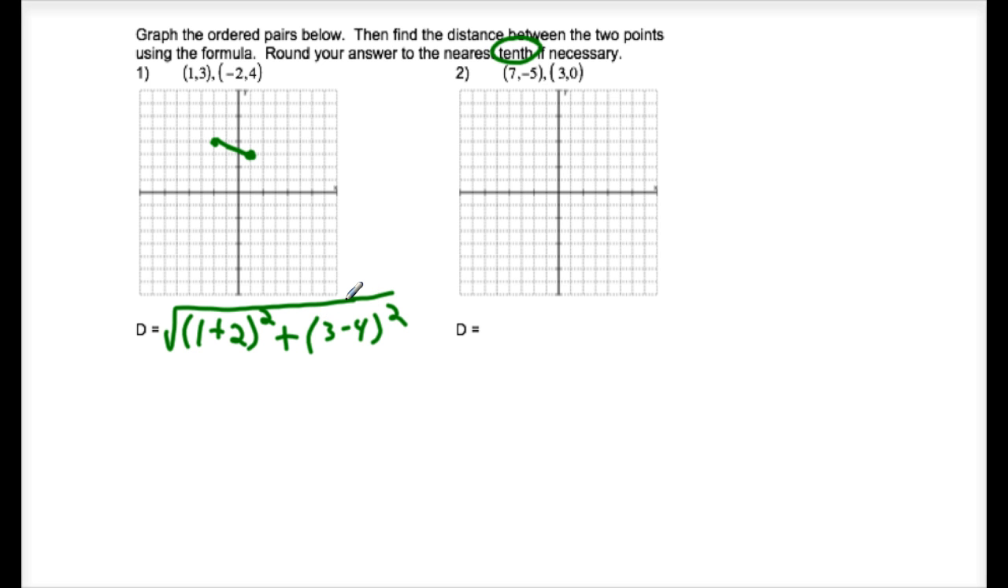Nice job. So, we're going to subtract our x's. The second x is negative, so that's why it's minus a negative, which is the same thing as plus a positive. All right, show a little bit of work here. Dev, what's 1 plus 2? 3. 3 squared. Use parentheses. Don't try to do that in your head. Plus, what's 3 minus 4?